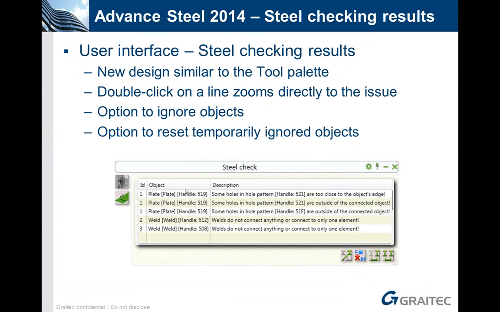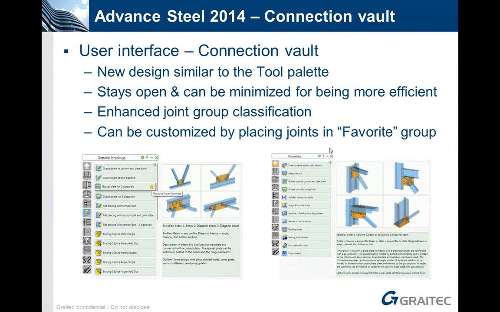We have the same type of dialog box, a new design dialog box, for the steel checking results also. You have also a list of all the issues that Advanced Steel found in your project, maybe some holes which are too close to the object edge, and you can double click on the line. It's going to zoom directly to the element. We have the same also for the search filter, same type of dialog which appears, and you can just double click on the line to get directly to the found element.